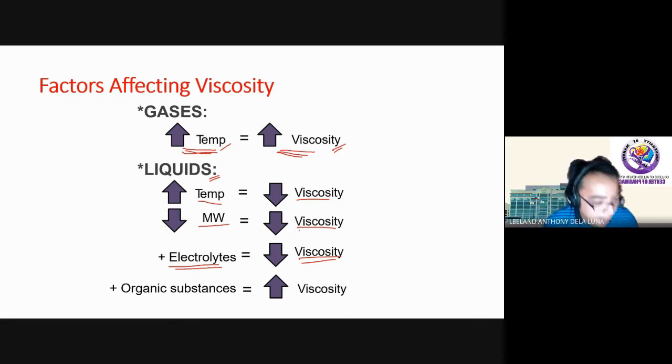Especially class kung ang inyong, say for example, solute particles, magkakaroon ng mas more affinity towards the electrolytes, especially if they are of opposite charges. And then if you add organic substances naman to your liquids, ang tendency is tumataas naman yung viscosity. So this is something class that I need you guys to remember, importante kasi ito na maalala natin when it comes to the viscosity of our substances. Ano yung mga factors that affect viscosity?